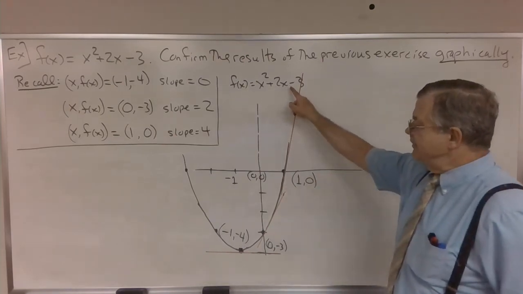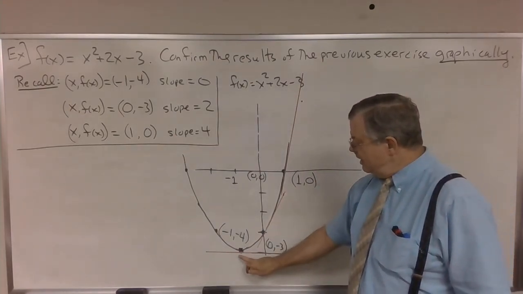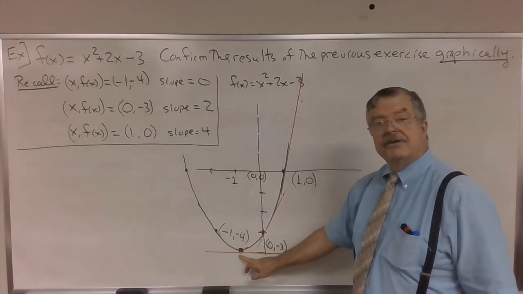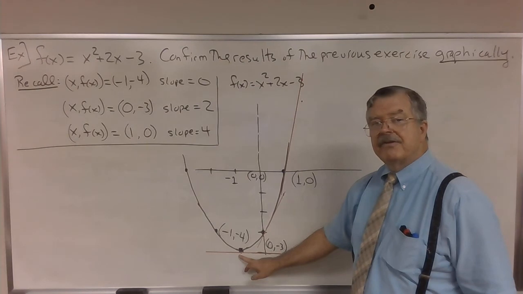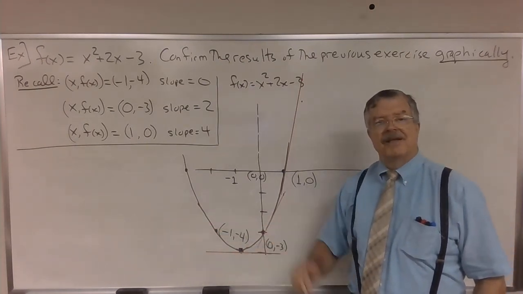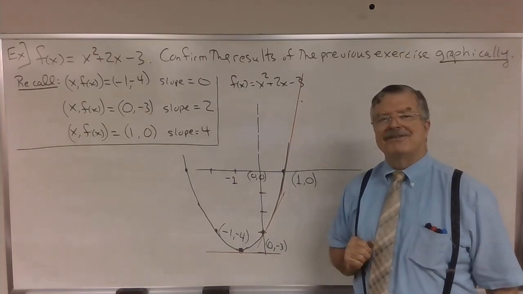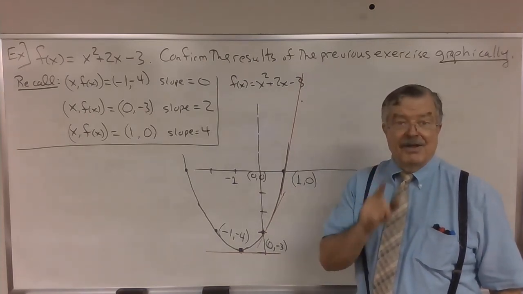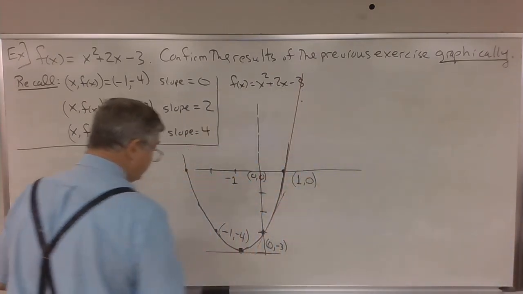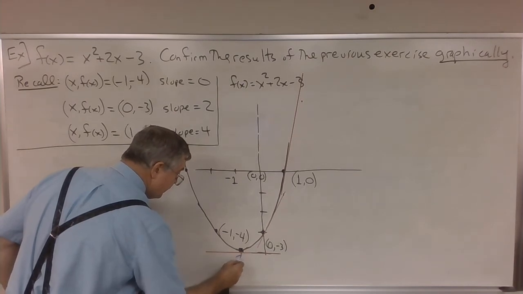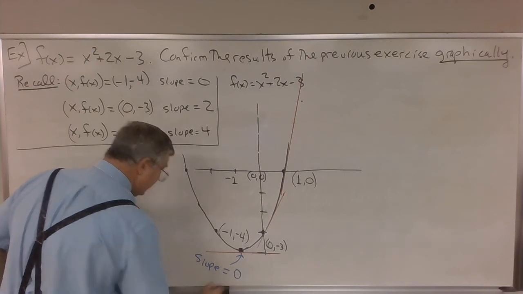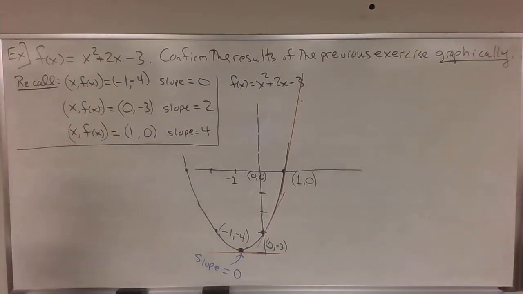Well, here's the graph of our function. And here's the point -1, -4. And notice that the tangent line to the graph is horizontal. The tangent is horizontal. So the slope of that tangent is what? The slope is 0, right? Excellent. So we confirmed that.